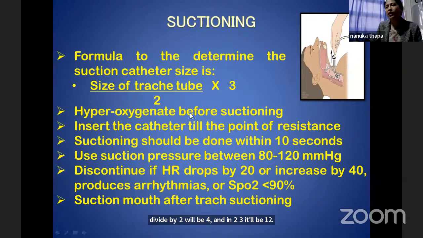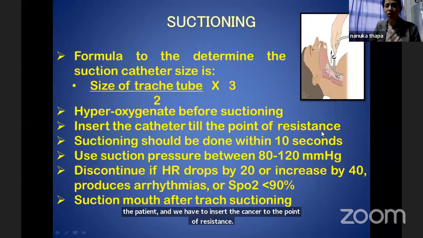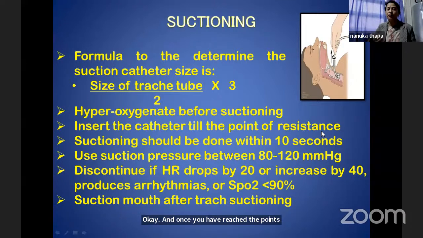Then hyperoxygenate the patient before suction. So whenever you are planning to suction the patient, always before suctioning, we have to give 100% FiO2 to the patient, and we have to insert the catheter till the point of resistance, okay? And once you have reached the point of resistance, you cannot insert the catheter anymore. You have to withdraw at least 1 to 2 centimeters, and after that, then you turn on the suction, okay?